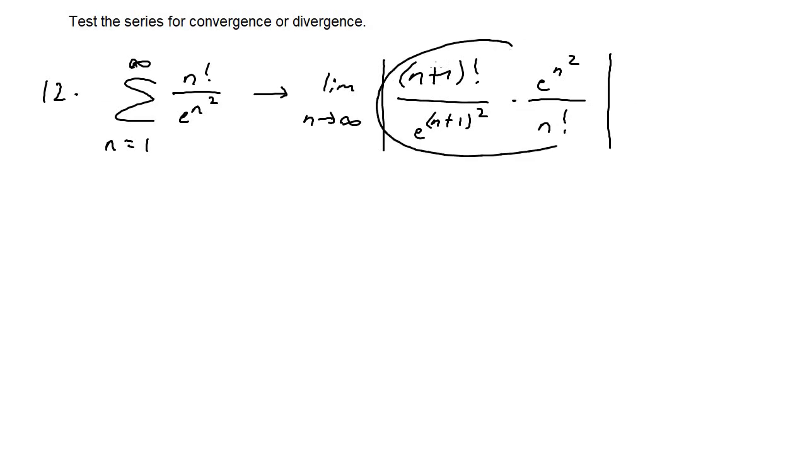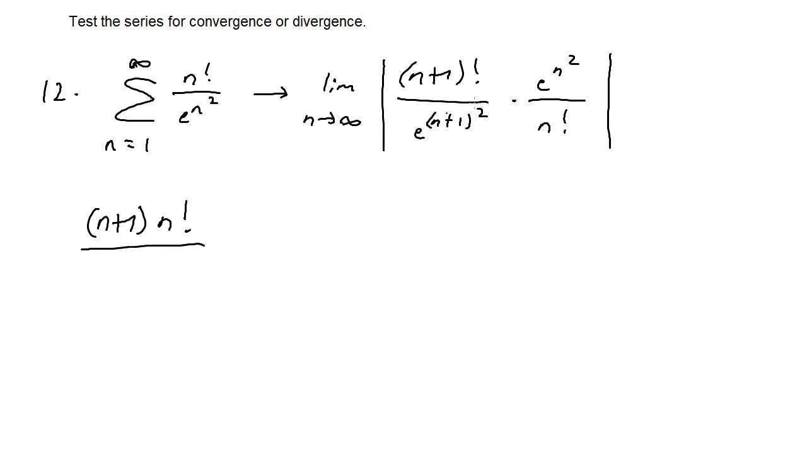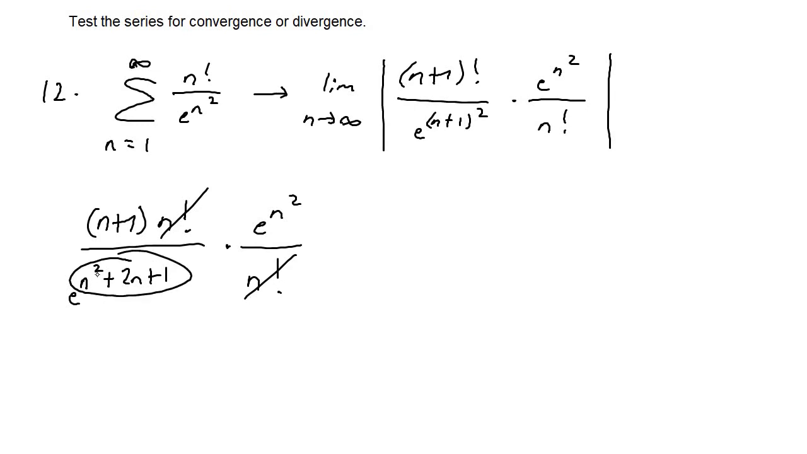Now in order to simplify, I'm going to come back to the limit for right now. We have n plus 1 factorial, which can be rewritten or expanded into n plus 1 times n factorial over e to the n plus 1 squared. So I can rewrite that as e to the, I'll FOIL it, n squared plus 2n plus 1. And then we have times e to the n squared over, obviously, n factorial. Now realize the n factorials will cancel, and I can simplify this even further. Because we have pluses in the exponents, I can break it up into several different exponents.